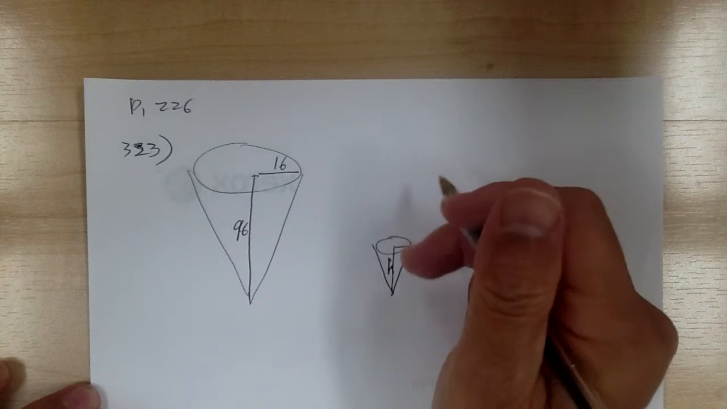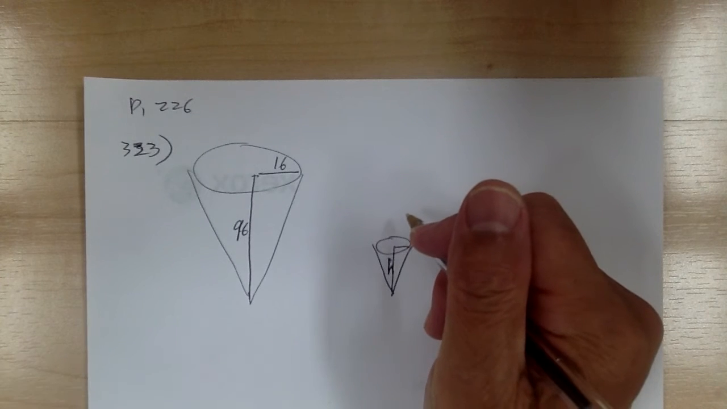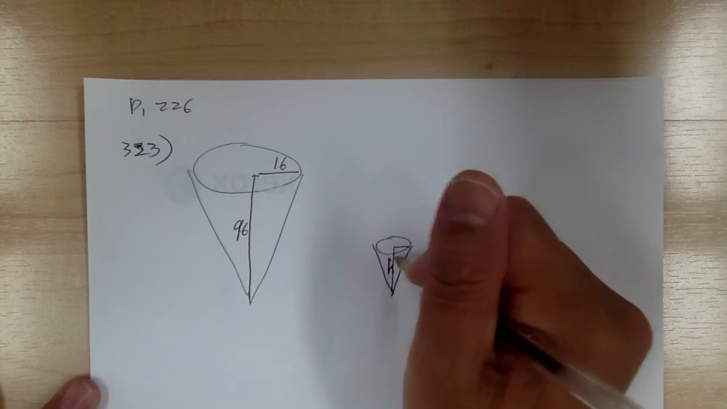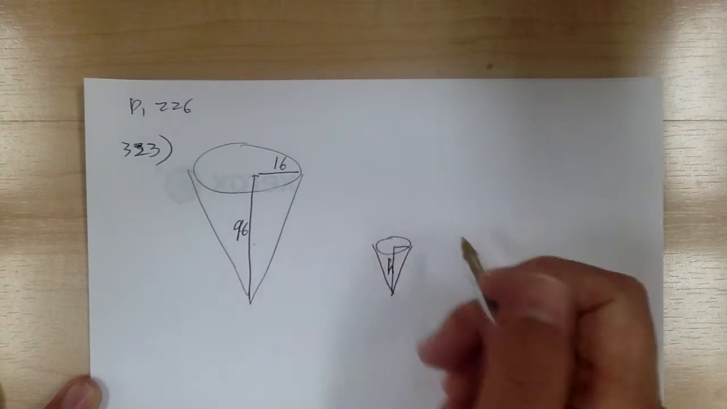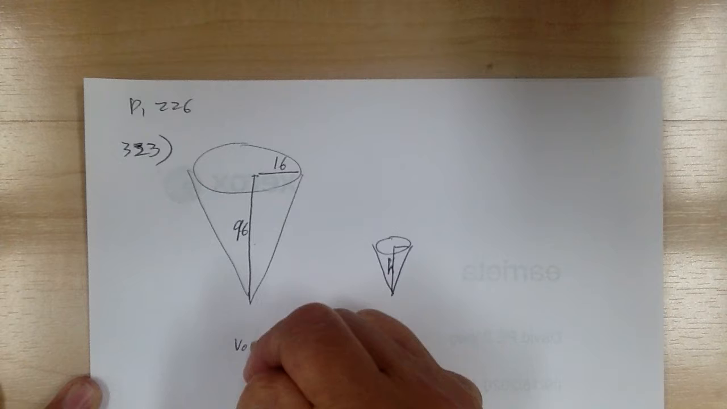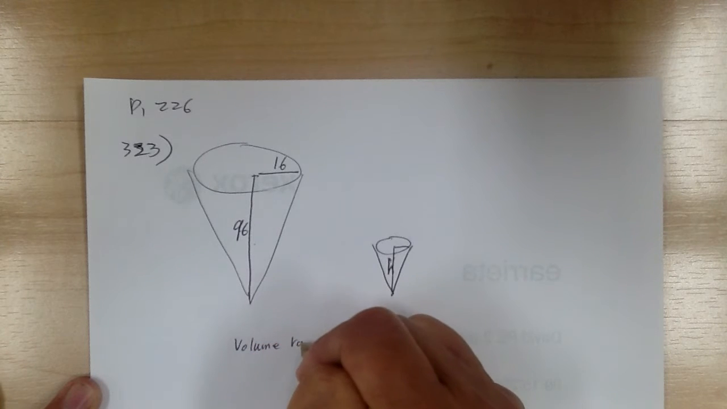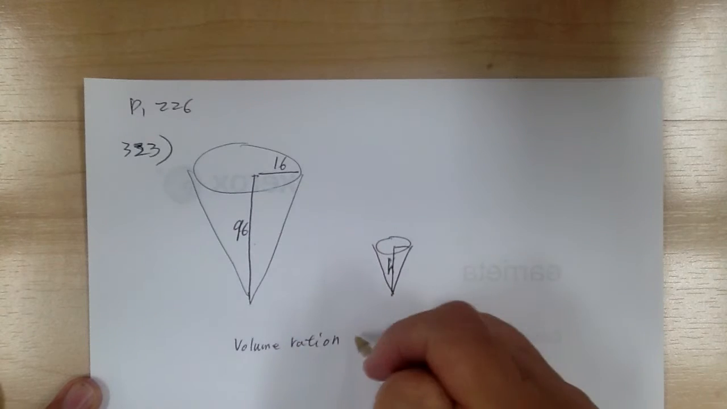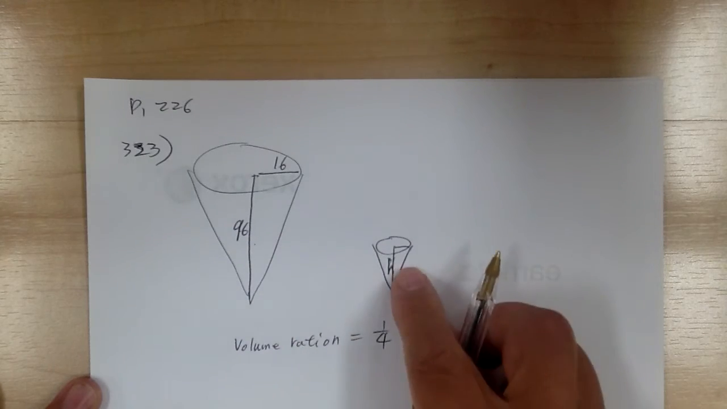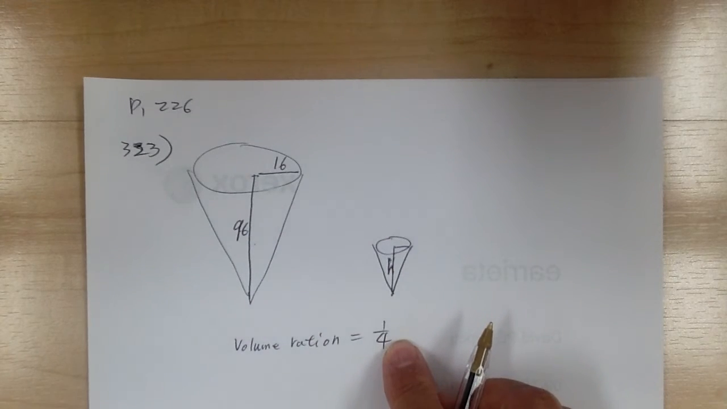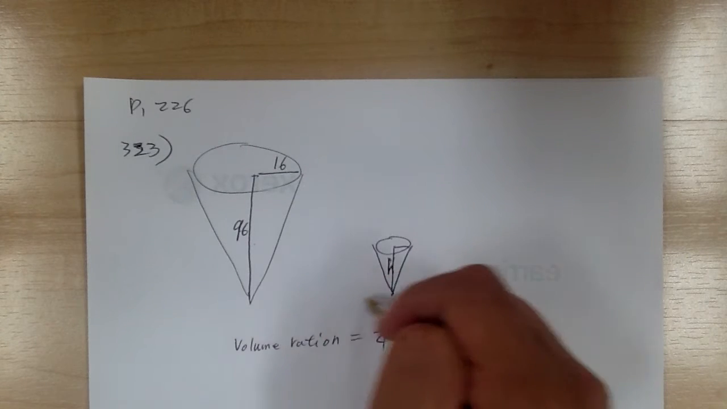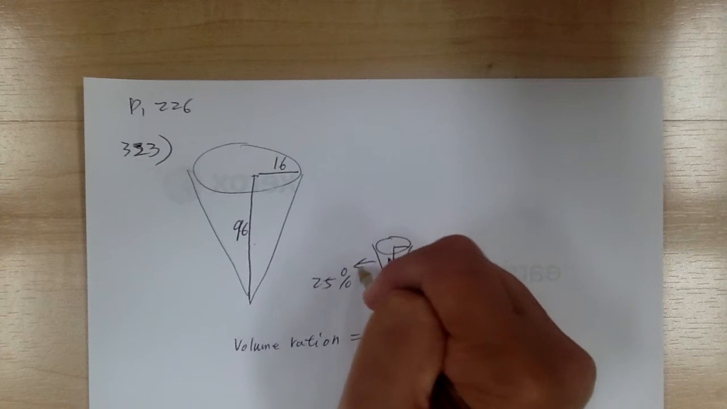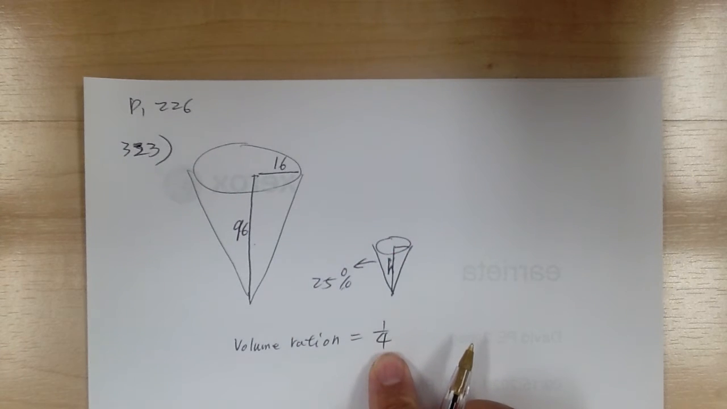Since this is 1/4 of that, the volume ratio of this to this is equal to 1/4. The small to big is 25%, so it's 1 over 4.